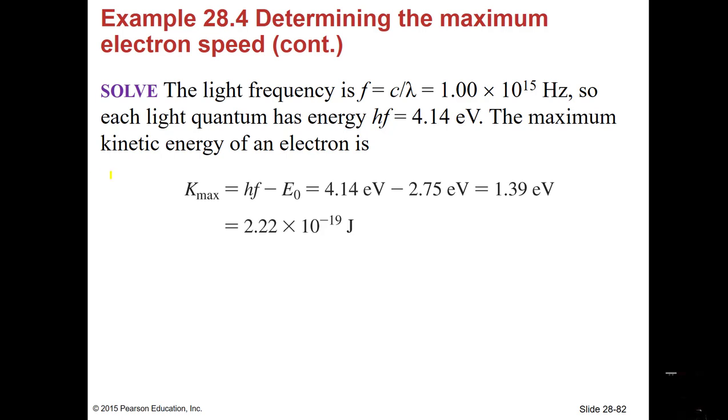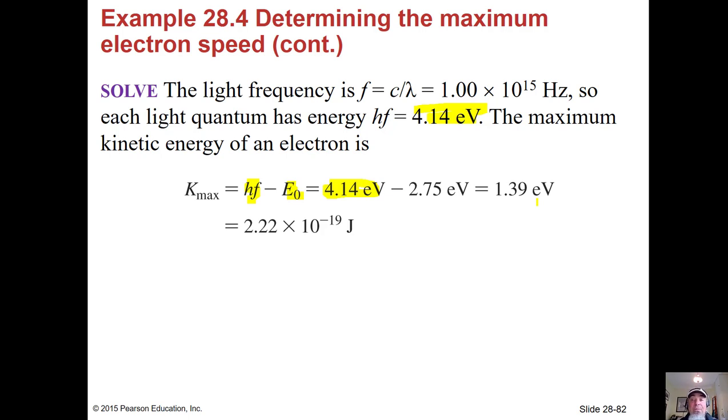Okay, so here's the formula. Maximum kinetic energy, hf, this is the energy that the photon has, minus the work function. Okay, so the amount of energy that the photon has turns out to be 4.14 eV. Okay, you can get that by using Planck's constant times the frequency. Just be careful of the units. Okay, so we're using the version of h that is electron volt seconds, and then multiply it by the frequency, which is 1 over seconds, and you're left with eV here. Okay, so you get 1.39 eV. That's how much energy is left over that goes into kinetic energy.